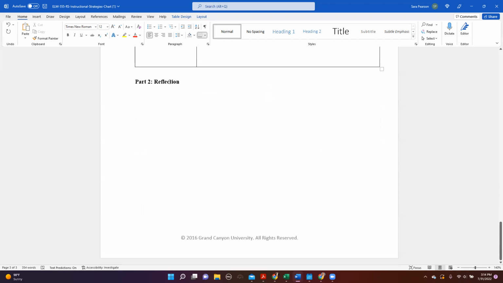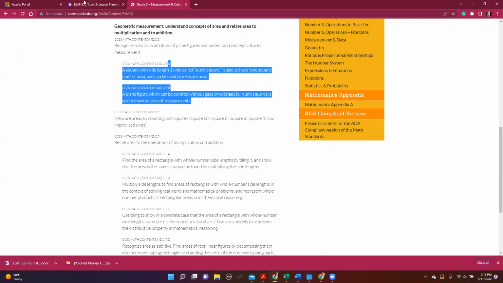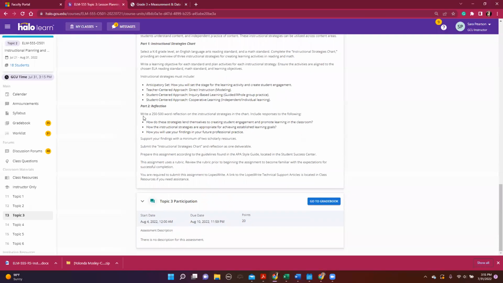So then you'll do part two where you write your reflection. So let's go look at the assignment directions for that. All right, so part two says write a 250 to 500 word reflection on the instructional strategies in the chart. And you're going to discuss these three things. Remember, your reflections should be in paragraph form, well written. You want to use your graduate skills. I want to see good academic writing when you're writing these reflections.